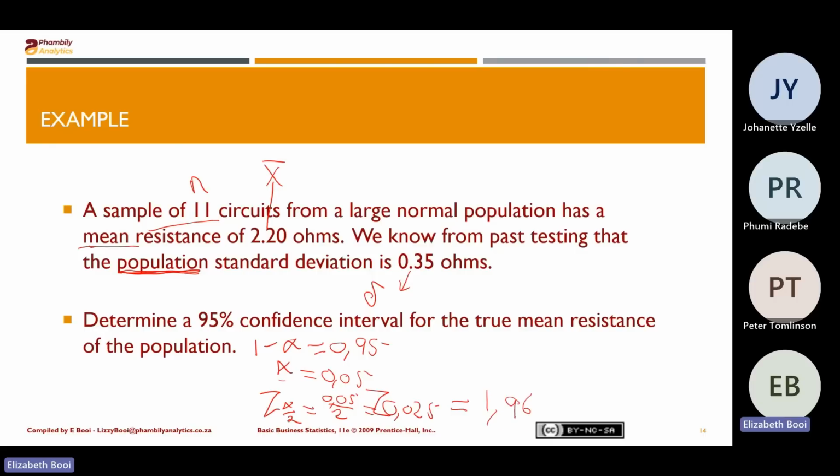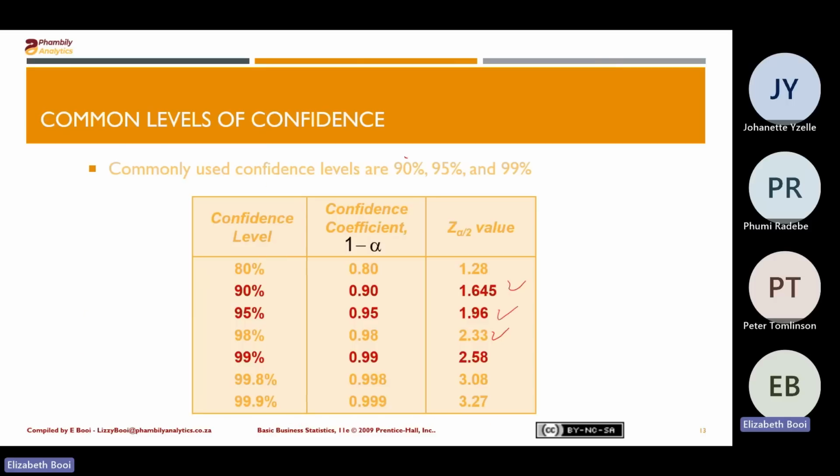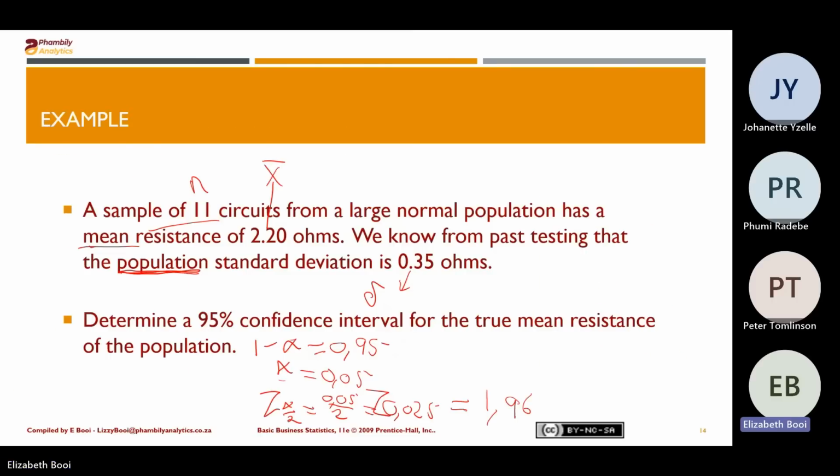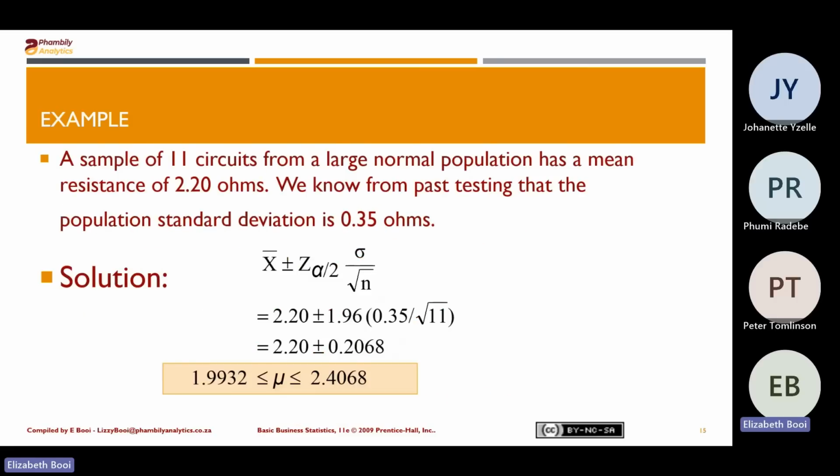We already found that. It was the first activity that we did. If you don't believe me, there it is. It was this graph that we did. We found that at the 95% confidence, our alpha divided by 2 was 0.025. Our critical value was 1.96. Okay, so we have all that. So now let's go and find this confidence interval. We know all that. We substitute.